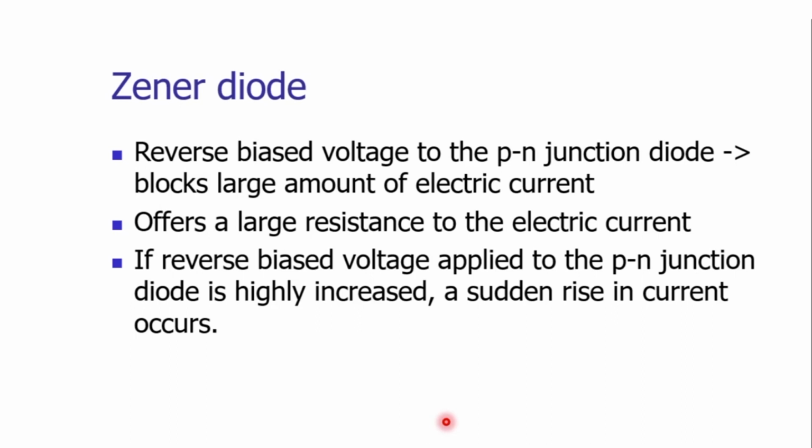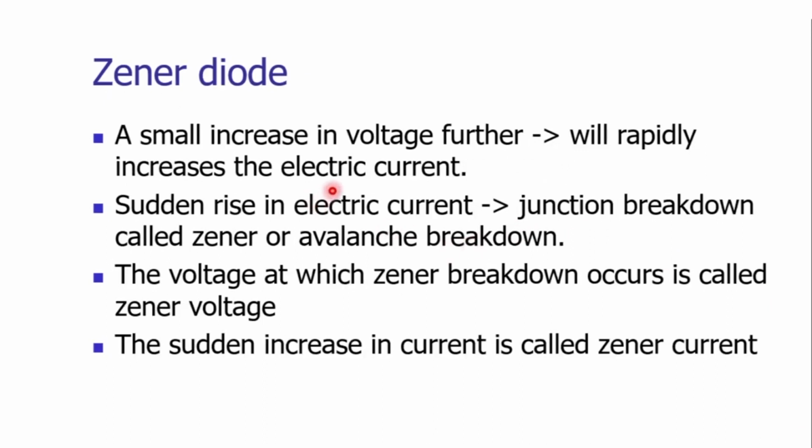If we increase the reverse biased voltage at the PN junction diode to a very high level, there will be a sudden increase in the current. A small increase in the voltage further, and if we increase the voltage further in the reverse bias mode, that will rapidly increase the current further. This sudden rise in electric current will break down the junction, and that is called the Zener breakdown or the avalanche breakdown.